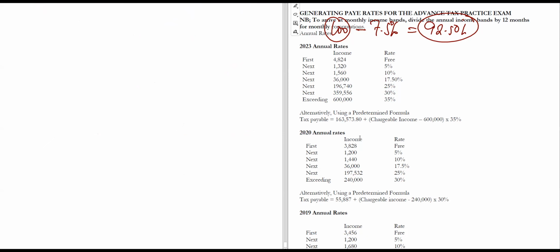Please, in the graduated tax rates, will it always be provided in the question for us, or do you have to know? At your level, it will be provided.